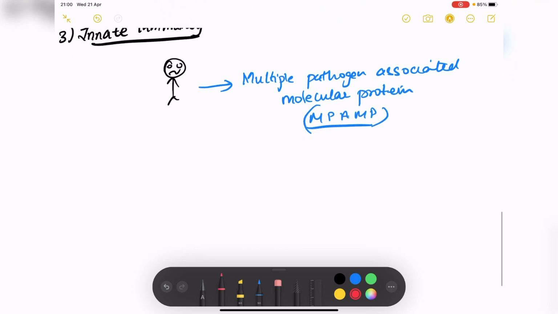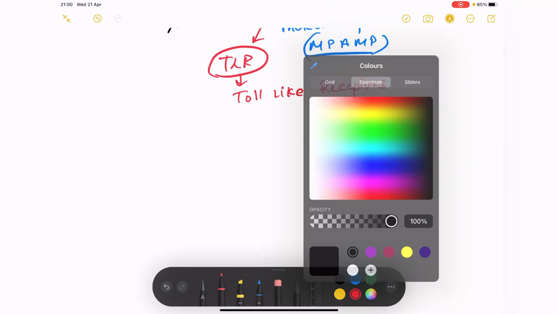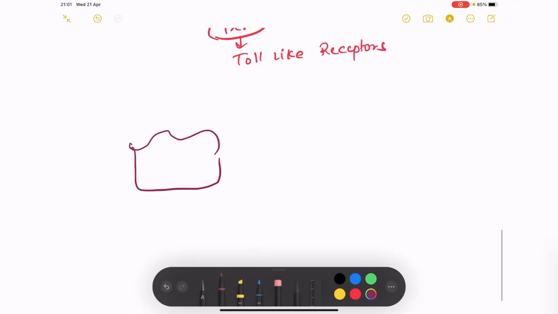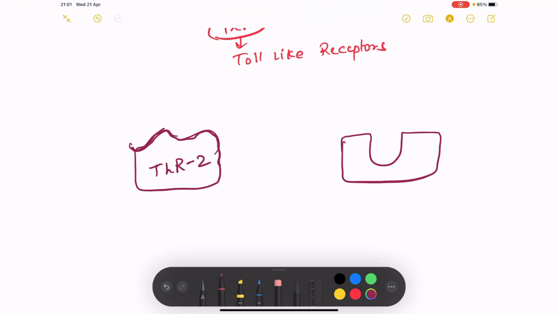Now, these multiple pathogen associated molecular proteins bind to TLRs. TLRs are, if you know, toll-like receptors. Let's draw a cute little diagram for you to remember properly. Remember this. This is a chair. Okay, it's not a chair. It's a receptor. And this is another receptor. Now, let's call this as TLR2. And let's call this as TLR9.